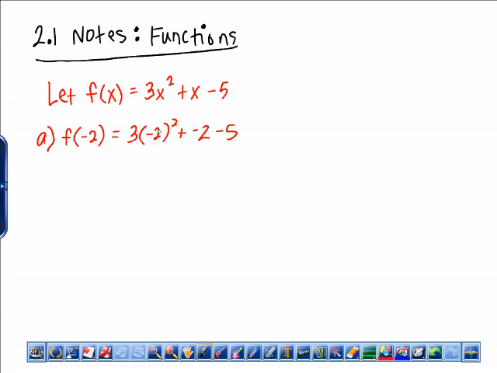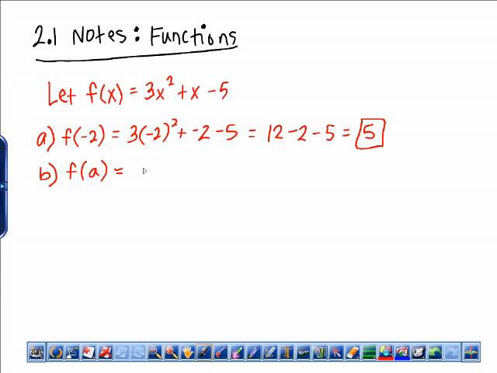Okay, so we have 4 times 3 equals 12, and then we have minus 2 minus 5, and that is equal to 5. Okay, good. All right, on another problem, this should all be review, we might have f of a.